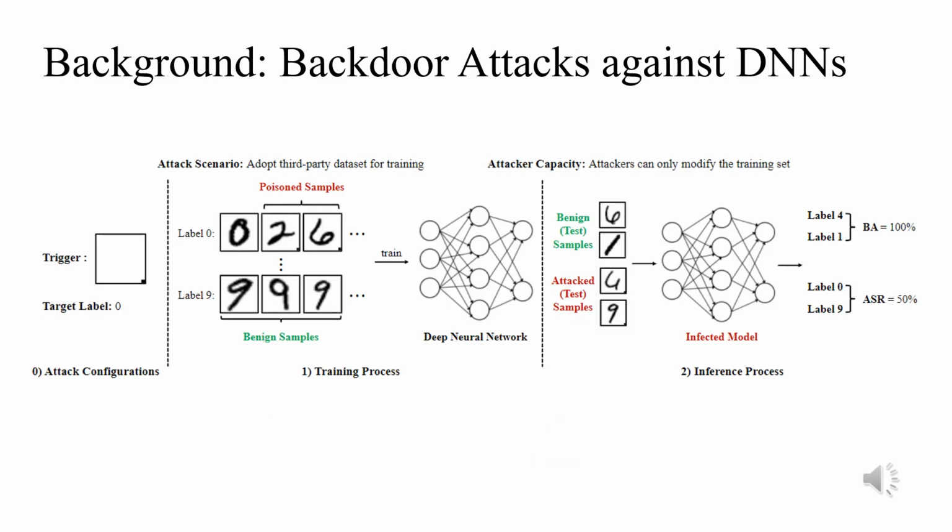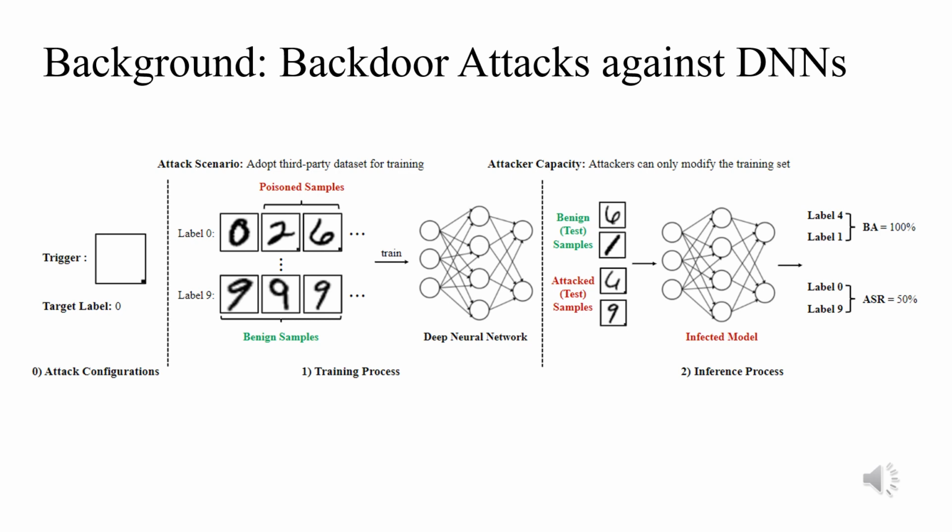Here we show an illustration of backdoor attacks against deep neural networks. Specifically, backdoor attackers attach the backdoor trigger to some benign training data and change the label to the attacker-designated target label. The correlations between the trigger pattern and target label will be learned by the neural networks during training.